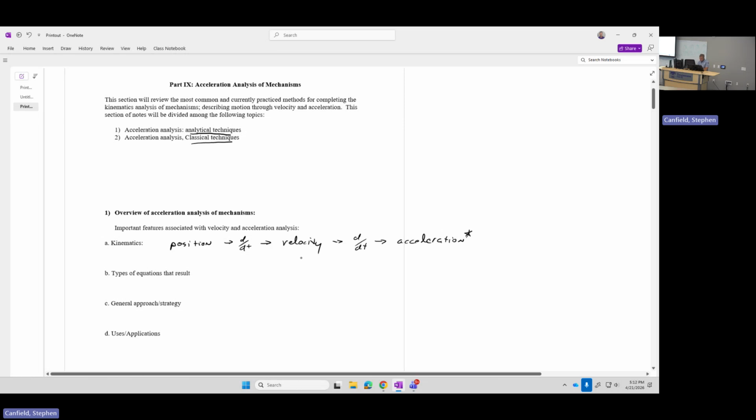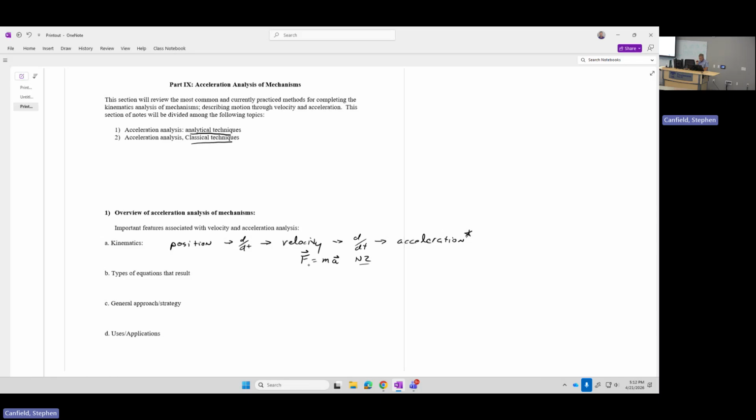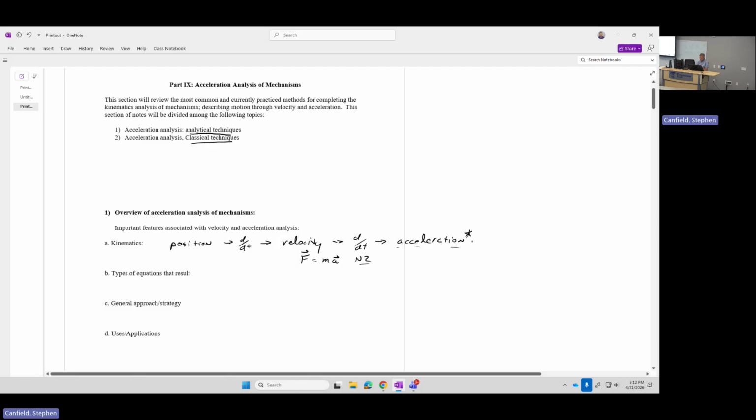Acceleration, like I said, is the gateway to dynamics through Newton's second law, F equals ma. Just call that Newton's second law. And as a quick reminder, to apply it to Newton's second law, we have to take that derivative of acceleration with respect to a fixed frame. But acceleration is kinematics. It is describing motion. It's describing the second derivative of motion. And usually it's the key stopping point, although we can keep going.